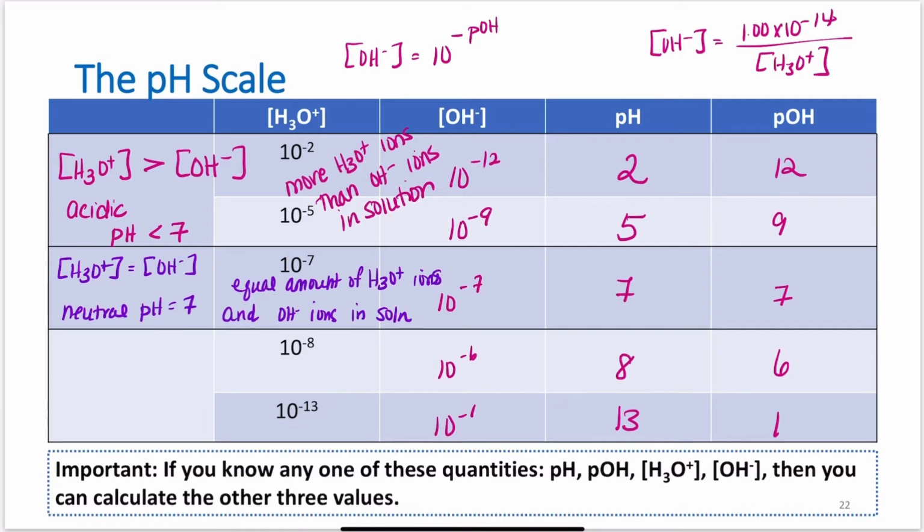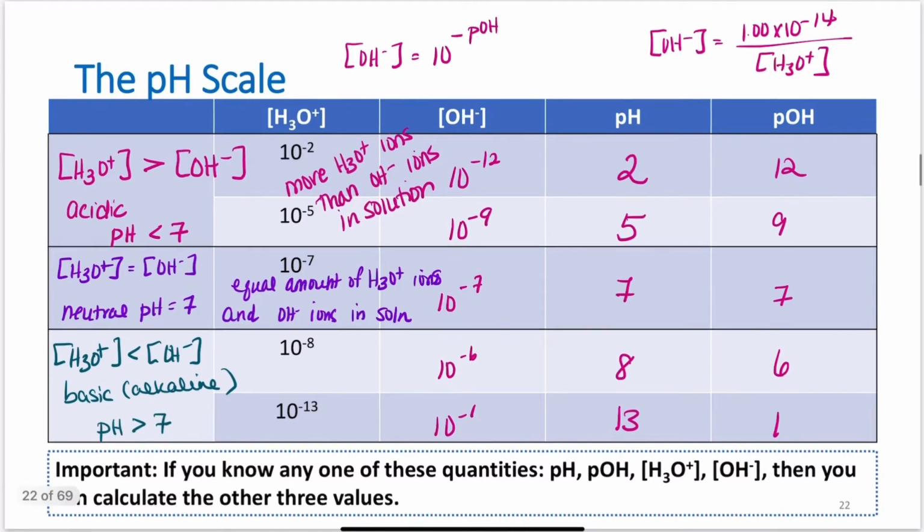And in the last case, 10 to the minus 8 and 10 to the minus 12 hydronium versus 10 to the minus 6 and 10 to the minus 1 hydroxide, we see that our hydronium concentration is less than our hydroxide concentration. This is a basic solution, which you will hear called alkaline, and the pH is greater than 7. Here, there are more hydroxide ions present than hydronium ions in solution.